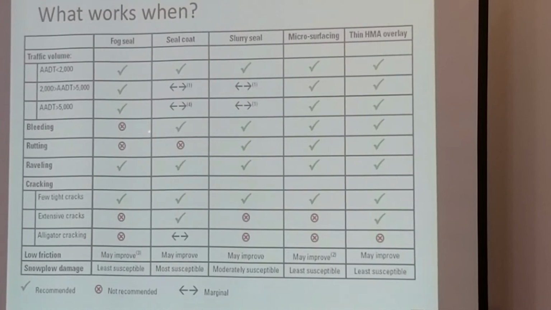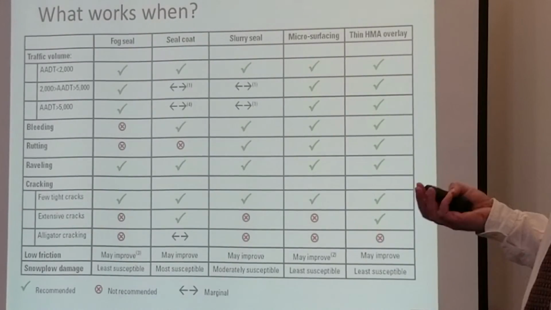You wouldn't fog seal on bleeding because you wouldn't have the additional aggregate to take up any of that excess asphalt. You know, a chip seal is not going to cure rutting. Slurry seal probably should have an X there, not a green check, because really you need a microsurfacing to take care of the rutting. But it gives you an idea.